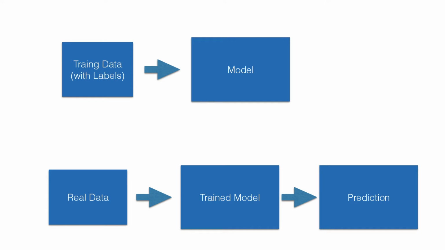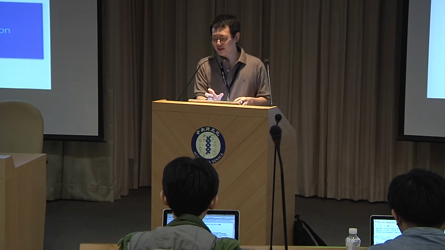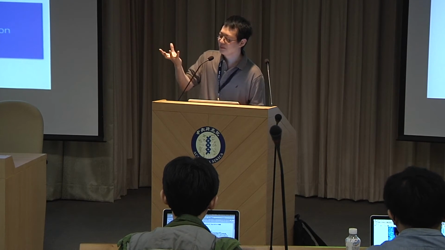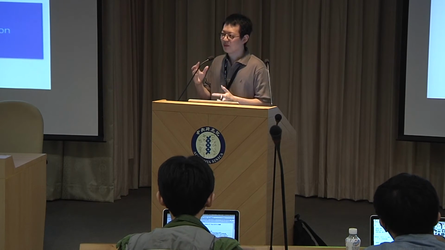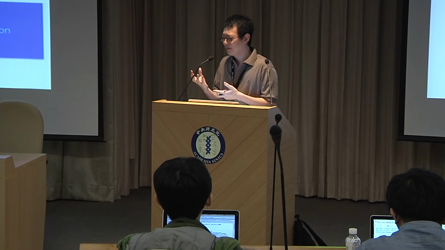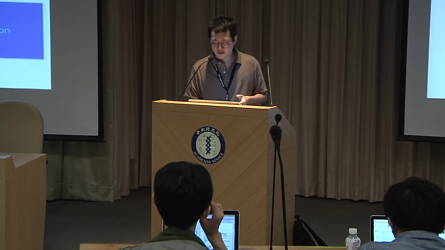I will not talk about the details of machine learning, but you can think of it this way: you have a lot of training data, and the label means that it is labeled by a human. I will give an example later. When you build a model, it's an empty model. You feed the training data to the model, and after that your model becomes smarter. Then you can feed the real data into your model, and the model will predict whether it's positive or negative for you.